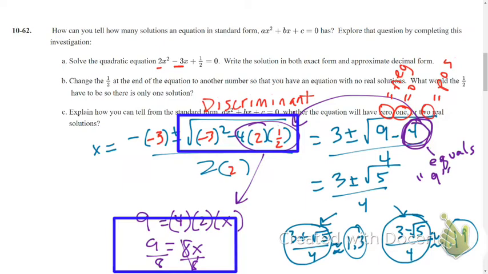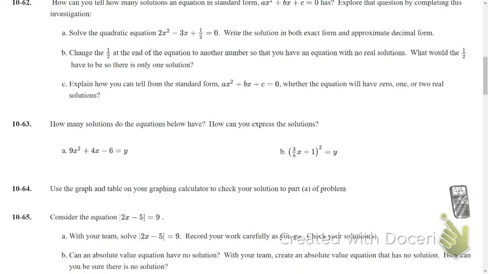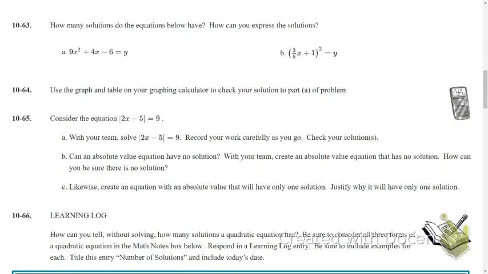All right. Let's move to the next problem. Again, for these two problems, it's asking us how many solutions does it have? How can you express the solutions? How can you write it out? So real quickly, I want you guys to use the discriminant to tell me how many solutions each one of these has. Pause the video, come back when you're done.